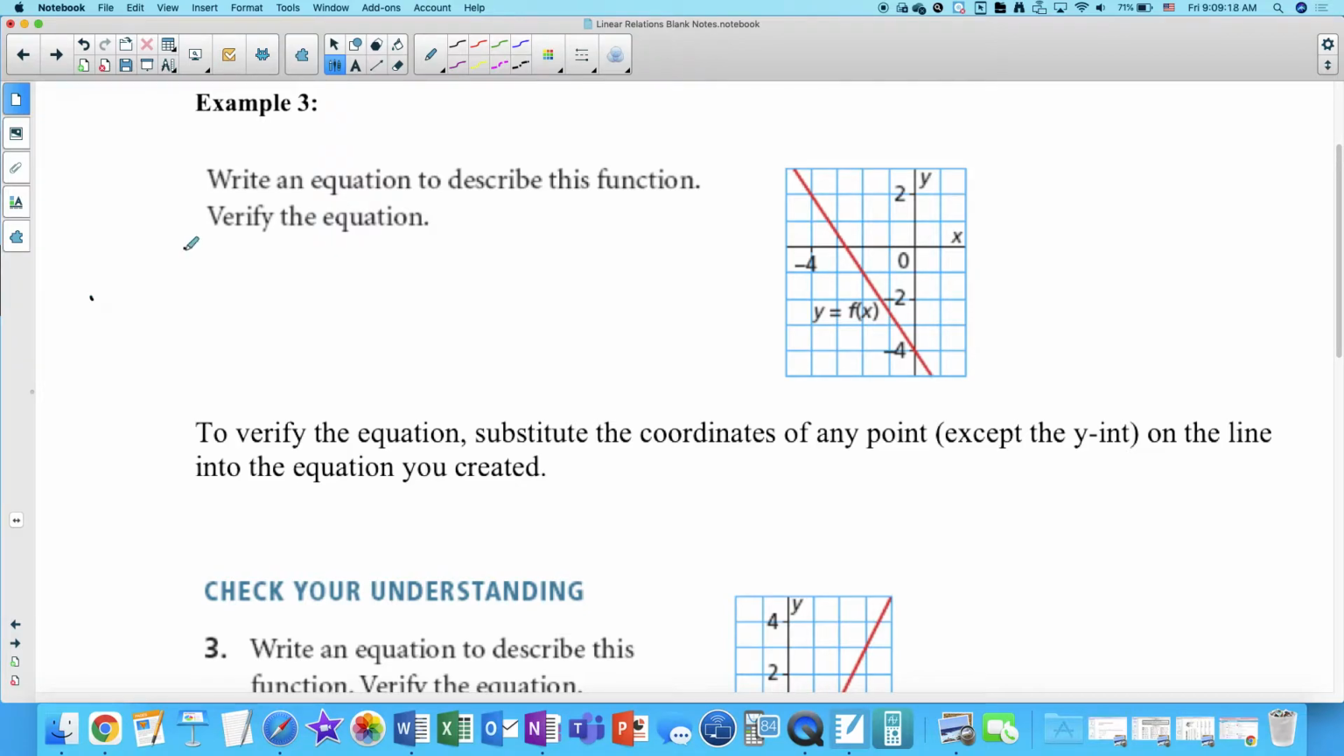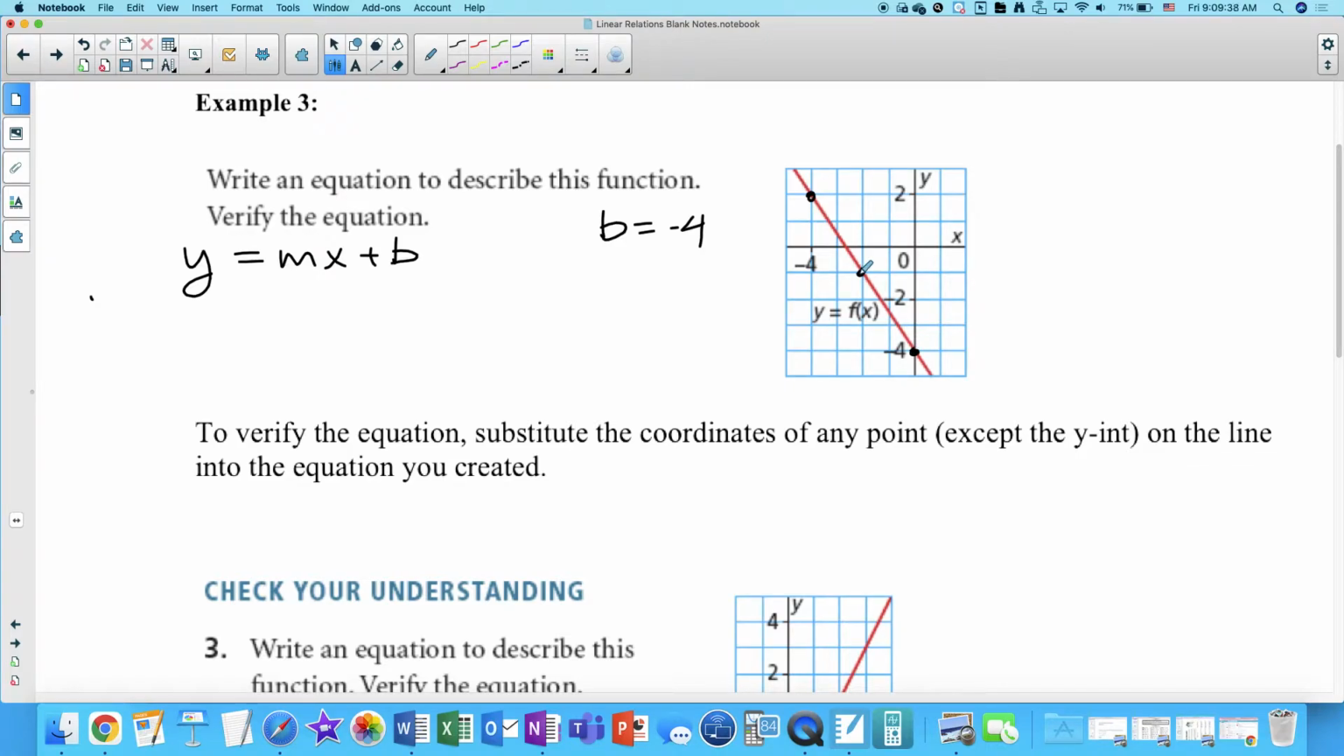The y-intercept is negative 4, right? So we need y equals mx plus b. All we need to do is identify those two values. So b is negative 4, okay? To get m, pick any 2 points on the graph. You could do this one and this one. You could do this one and this one.